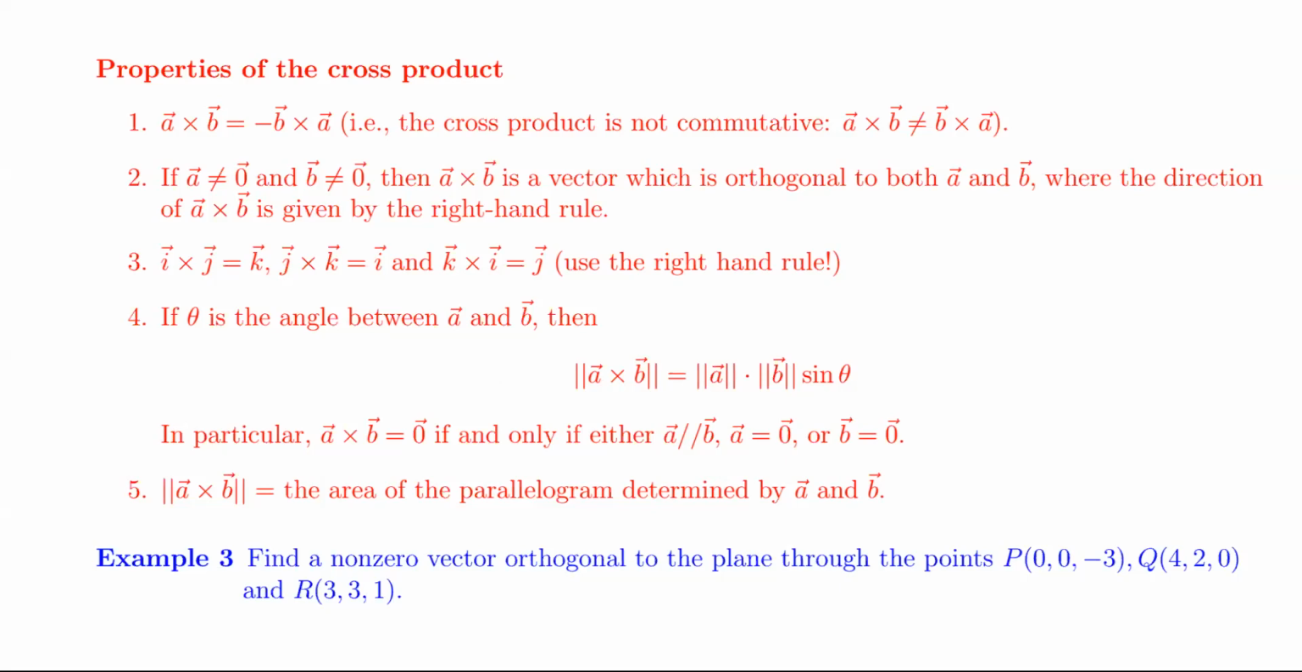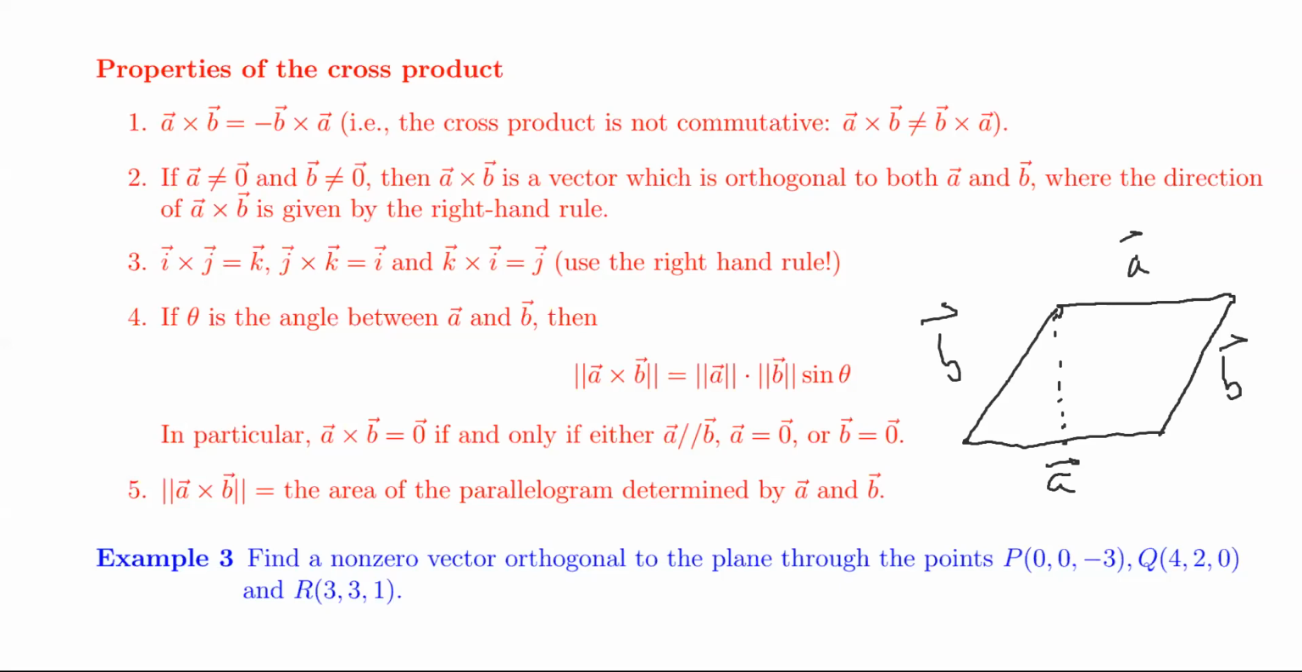So I'm going to draw a picture here. Let's draw a parallelogram with a vector A here and a vector B here. Then the parallelogram will look like this, where again, this is another copy of the vector A and this is another copy of the vector B here. Well, what is the area of that parallelogram? The area of that parallelogram is the length of the base, so the length of vector A, times the height here. But what is that height?